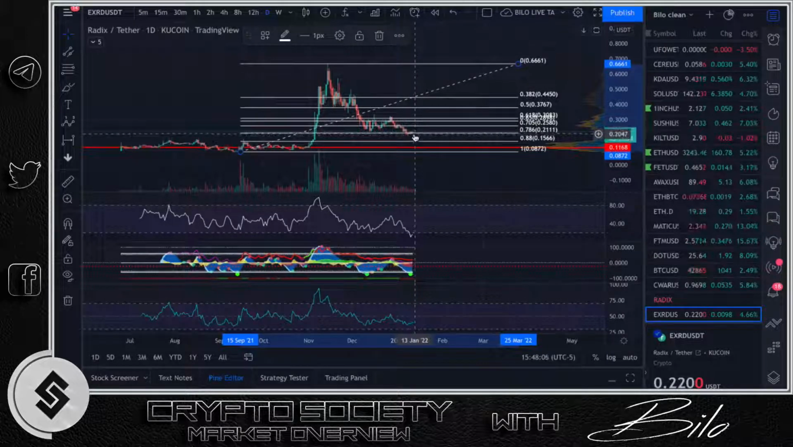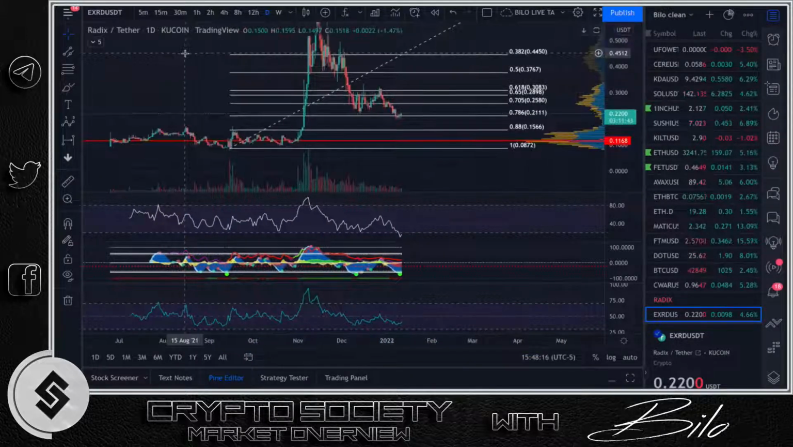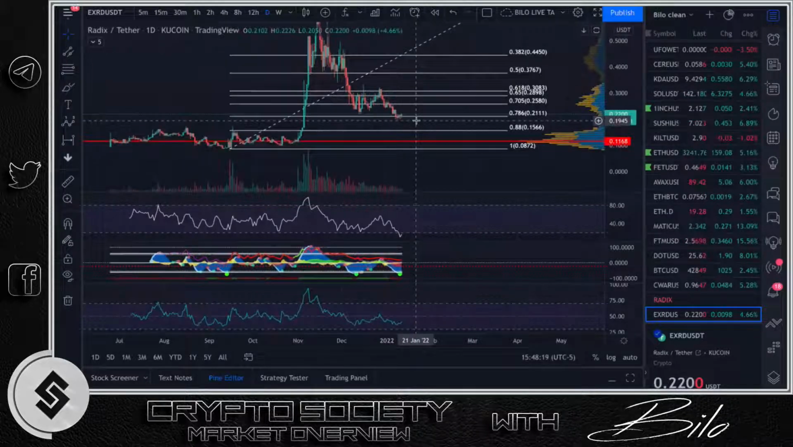But there's not much support though. That's the thing. Real support happens here, lower. Like what's the real support here? There really isn't much. So yeah, Radix, again, is one of those projects where you have to understand what it does. And if you like the concept and if you think it has a future, buy based on FA. TA wise, right now, again, it's one of those things where I don't see much support until maybe these levels here, about 16, 17 cents, hoping it doesn't go there, but you never know.